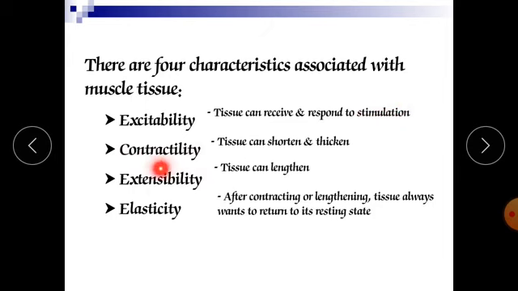Next is contractibility, the contraction of muscles. This contraction of muscles occurs due to the action potential. Whatever neurons have been stimulated, their stimulation and impulse generation will lead to the contraction of the muscles. So muscles will contract regularly after an interval of time, and the tissue can shorten and thicken.